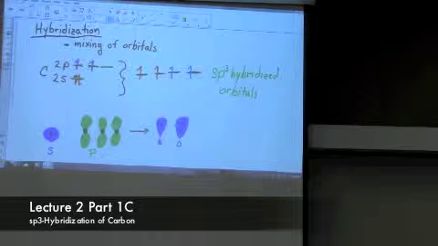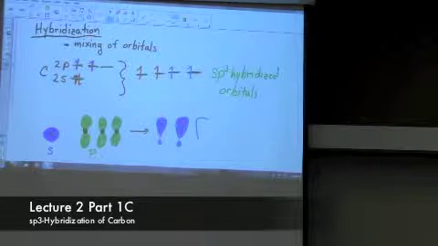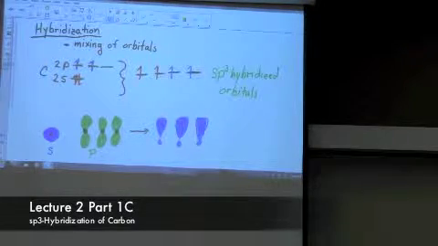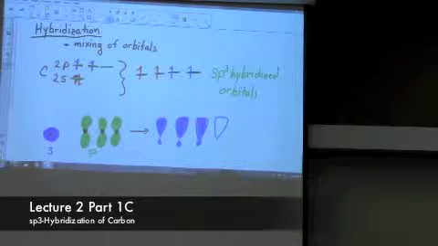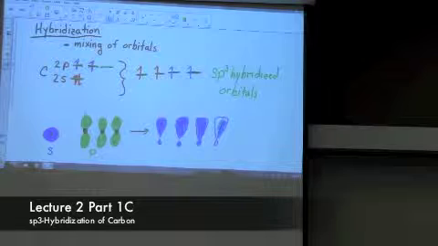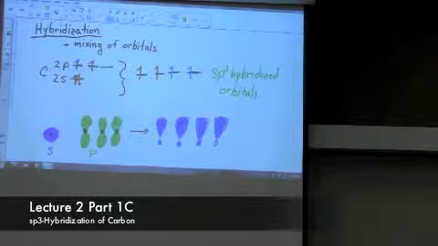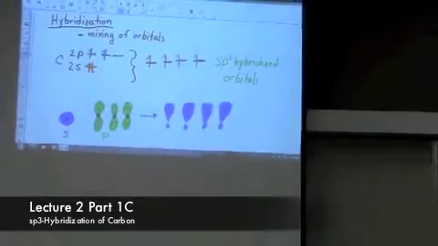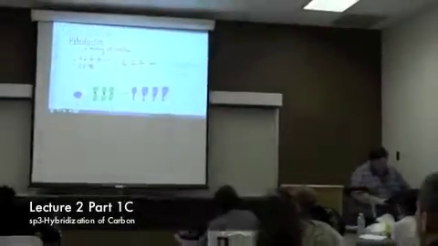But remember, I have to make the same number of orbitals that I started with. And the shape that I've arrived at here is derived from a linear combination of the s and p orbitals. Are there any questions about that?